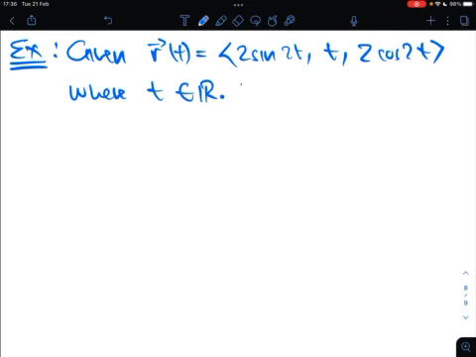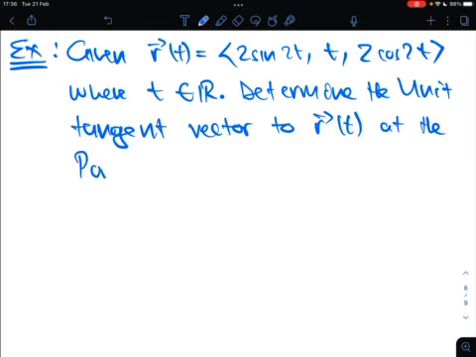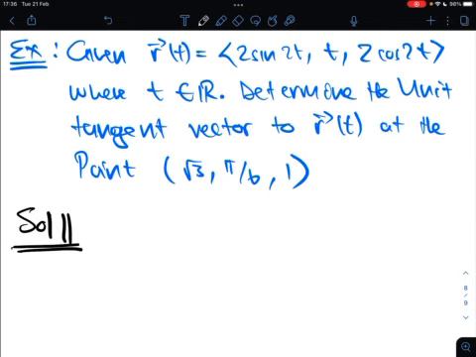So the question now is determine the unit tangent vector to r of t at the point root 3, pi over 6, 1, like that. So this is the function that we are given. We are asked to find the unit tangent vector at this particular point. So how can we solve this problem? So this is what we need now.